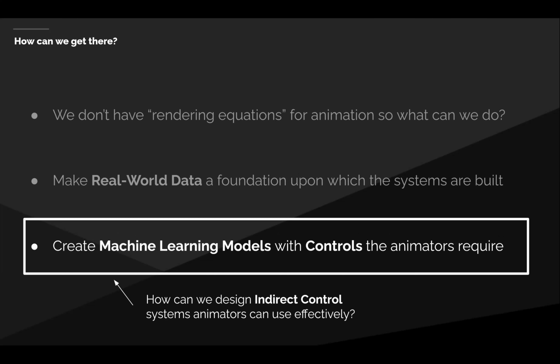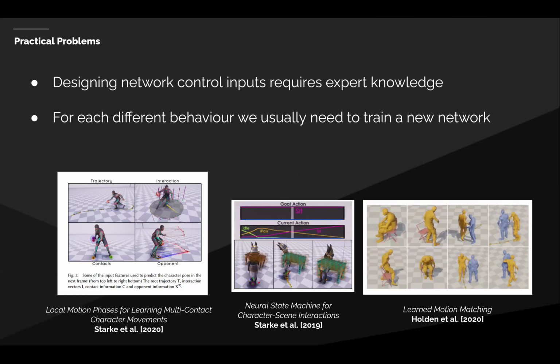So what I've been thinking about is how can we design indirect control systems for animators with these animation systems. So there's a very practical problem to start with, which is that when we design these kind of neural networks that generate animation on the fly in games, designing the control inputs usually requires some expert knowledge.